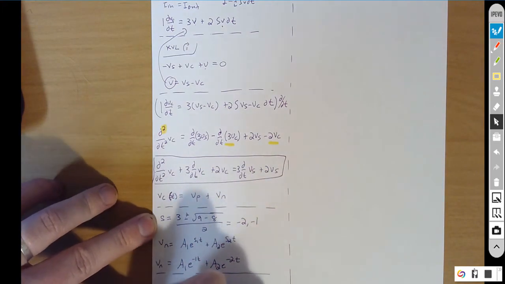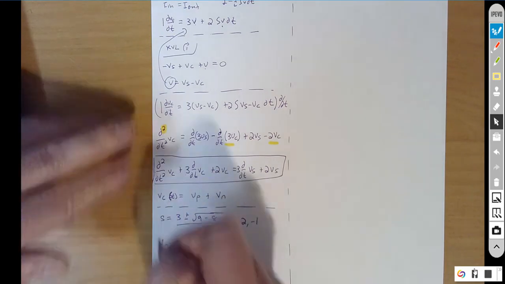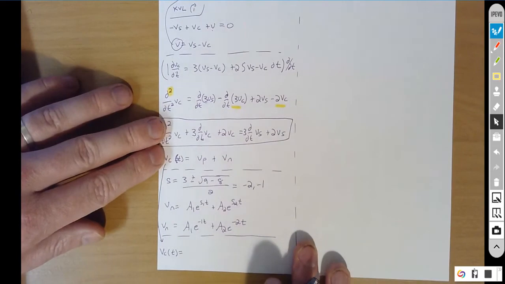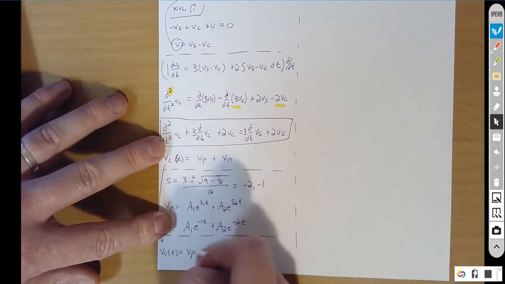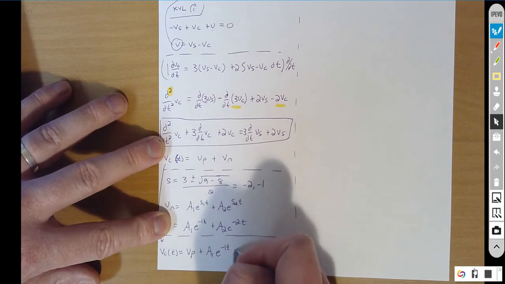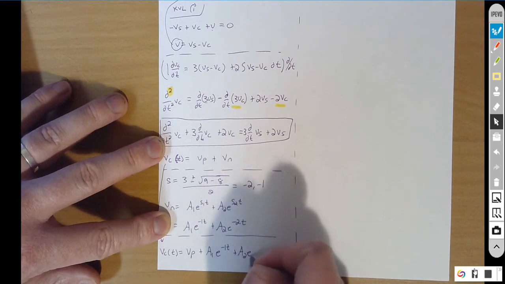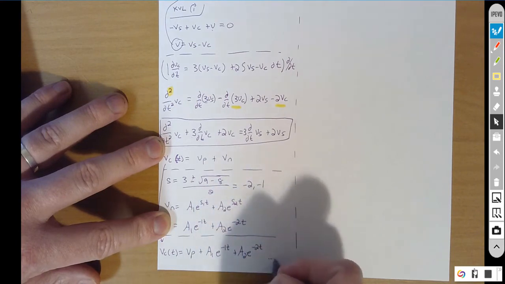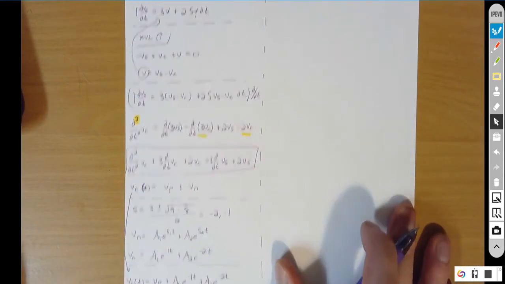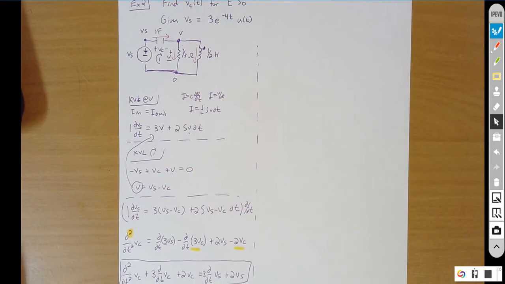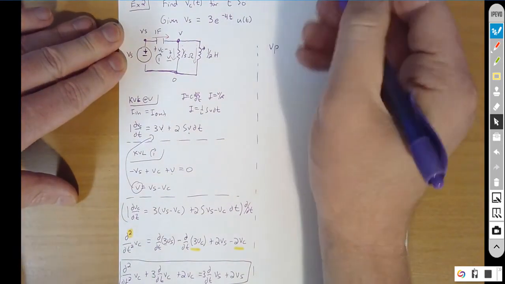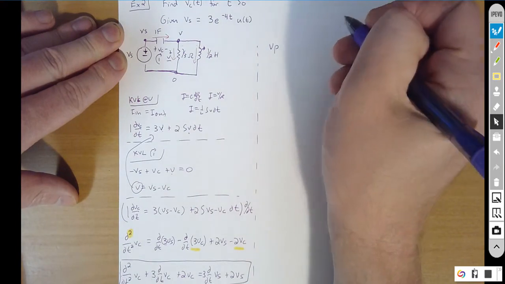I'm just going to rewrite our equation as we know it so far. So VC of t will be V particular plus A1 e to the -1t plus A2 e to the -2t, for t greater than 0. Alright, let's go back up to the top here. Now we need to find V particular. That's the next thing we can do. We can't find those constants A until we have everything else.